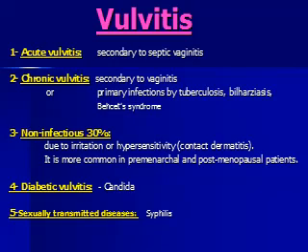Vulvitis may be acute or chronic. Acute vulvitis is secondary to septic vaginitis. Chronic vulvitis may be secondary to vaginitis or caused by primary infection by TB and bilharziosis. In 30% of cases, vulvitis is non-infectious, like contact dermatitis and atrophic vulvitis in postmenopausal women and premenarchal girls. Other types of vulvitis include diabetic vulvitis and vulvitis caused by some sexually transmitted diseases like syphilis and soft sore.